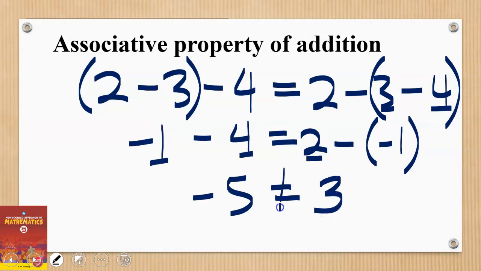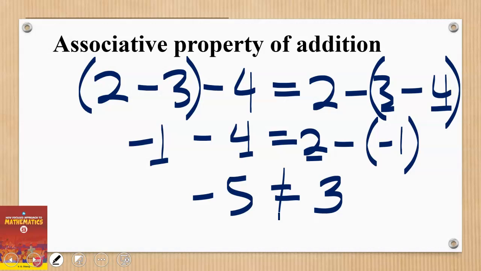So you can see that the left-hand side is not equal to the right-hand side. Even though I wrote the same thing on the left-hand side and the right-hand side, after the computation, the results are not the same. The conclusion is that subtraction is not associative.